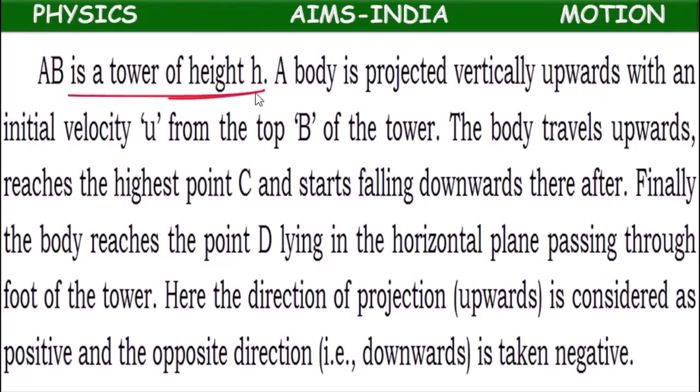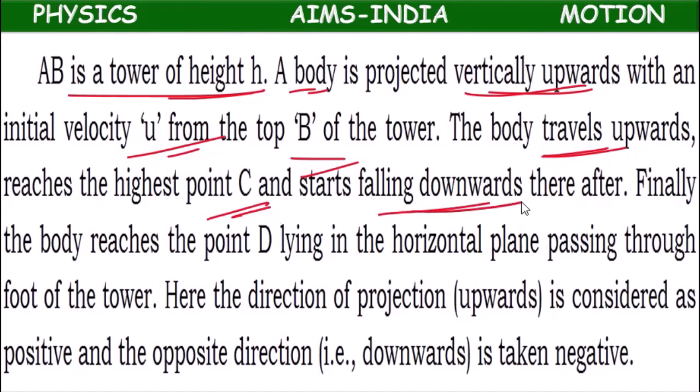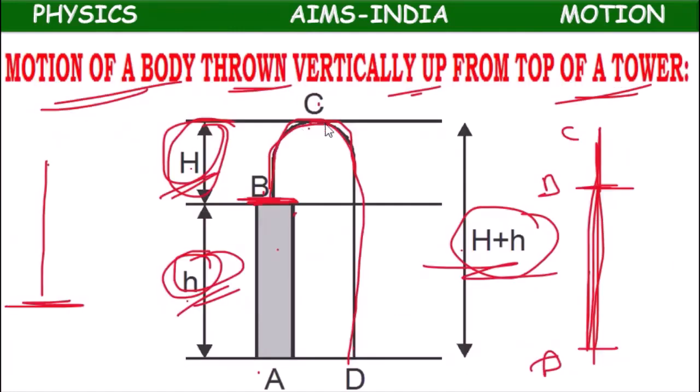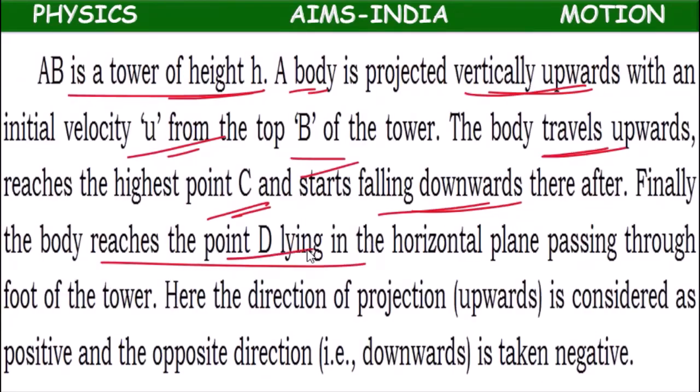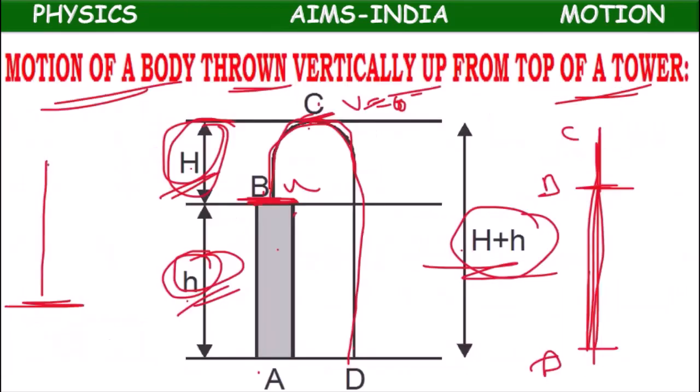AB is the tower height. A body is projected upwards with the initial velocity u from the top B of the tower. The body travels upwards, reaches point C, and starts falling down from there. Why is it falling down from C? Because the velocity becomes 0. While throwing from B, we have velocity u, but at C, the velocity becomes 0. Finally, the body reaches point D in the horizontal plane, which is the foot of the tower.